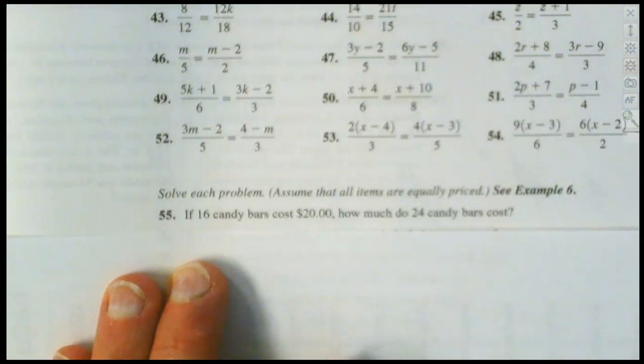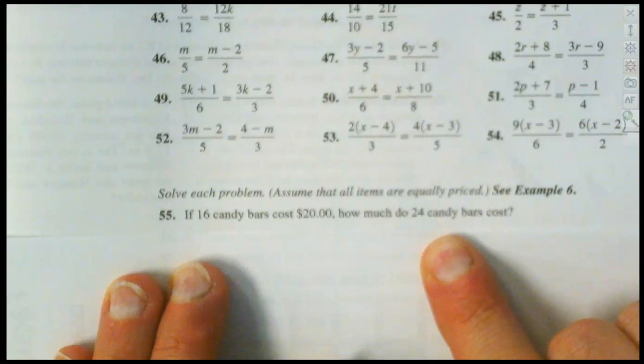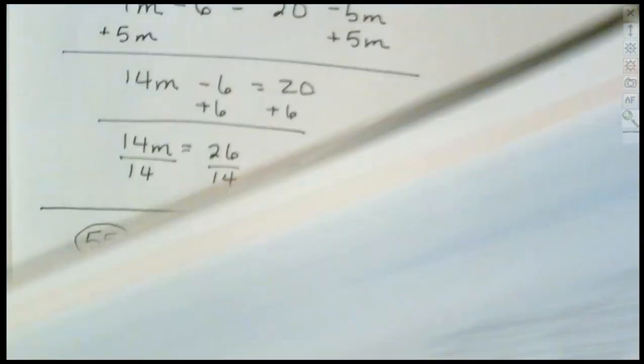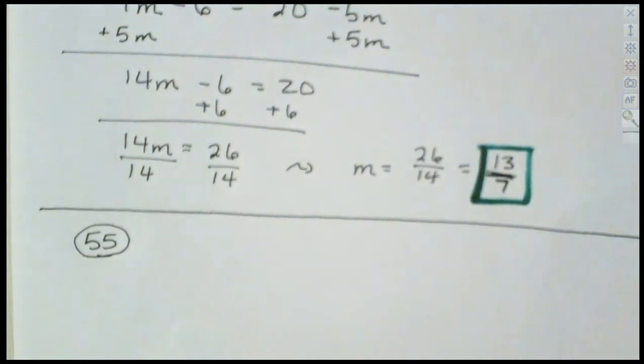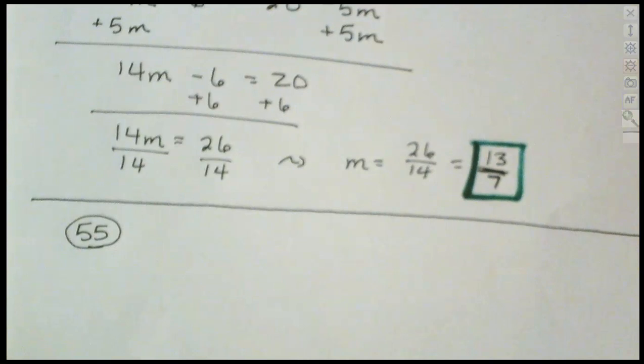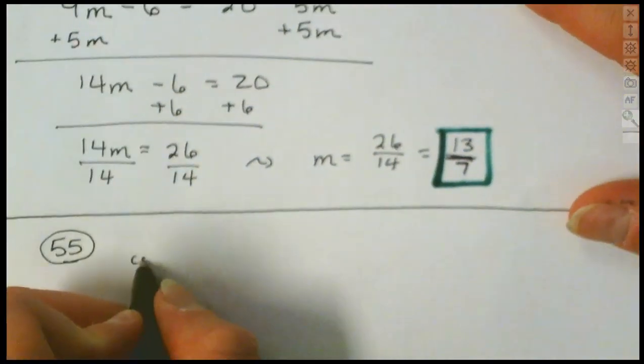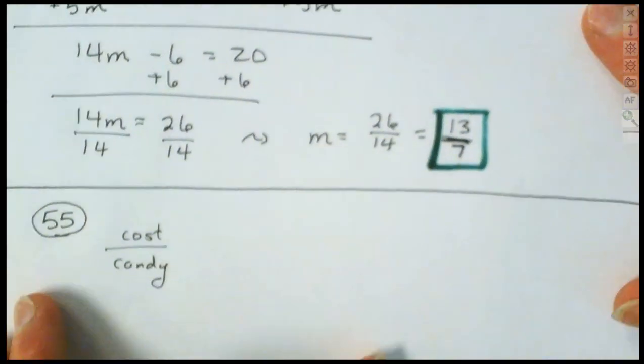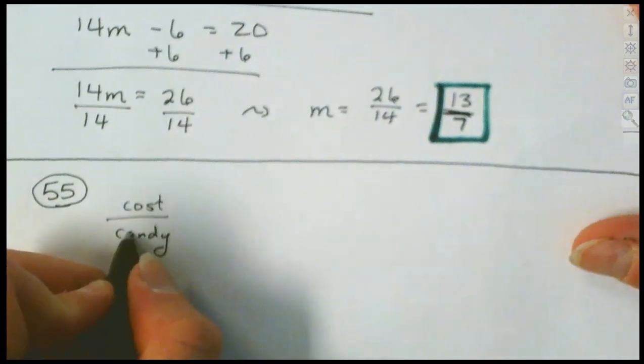If 6 candy bars cost me $20, then how much would I have to pay for 24 candy bars? Well, we're going to set up a ratio. It does not matter which one goes on the top or which one goes on the bottom, but we've got to make sure we have a ratio. I'm just going to go ahead and put the cost on the top and the candy bars on the bottom.